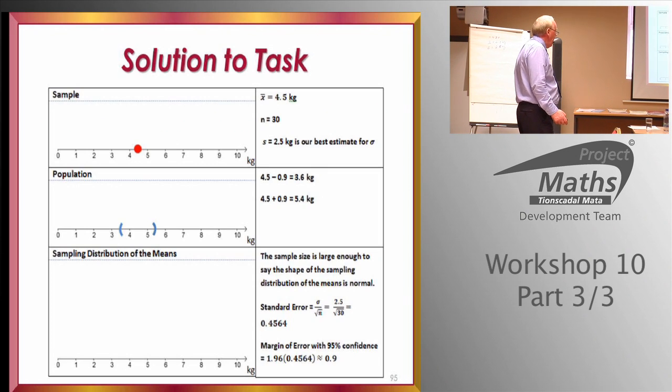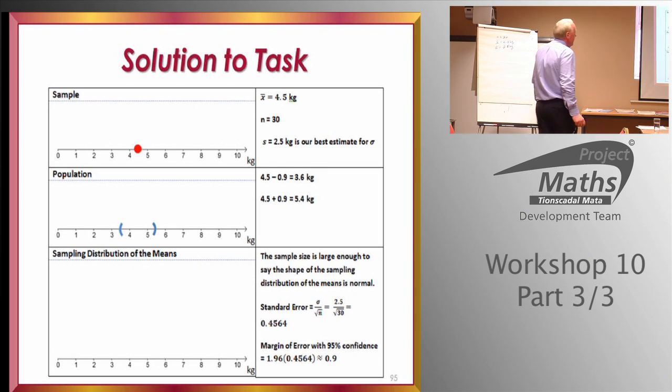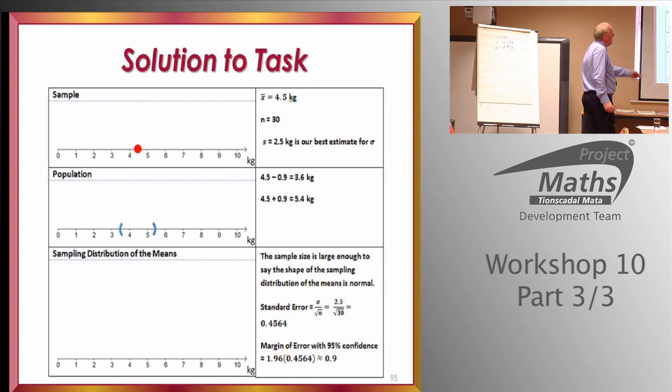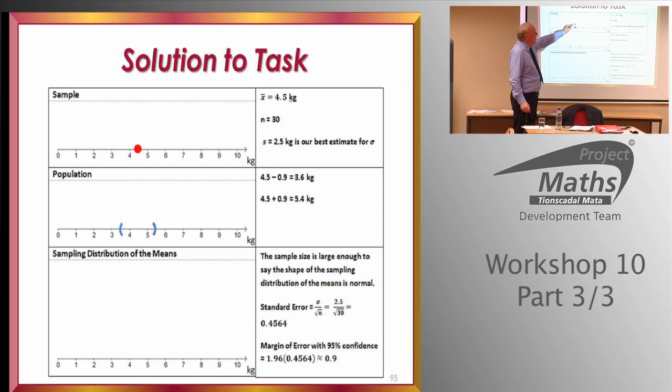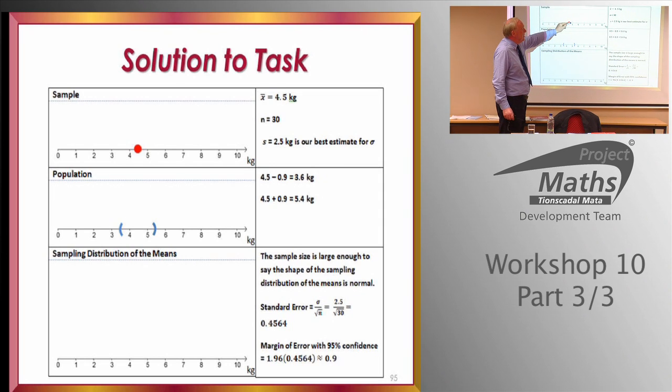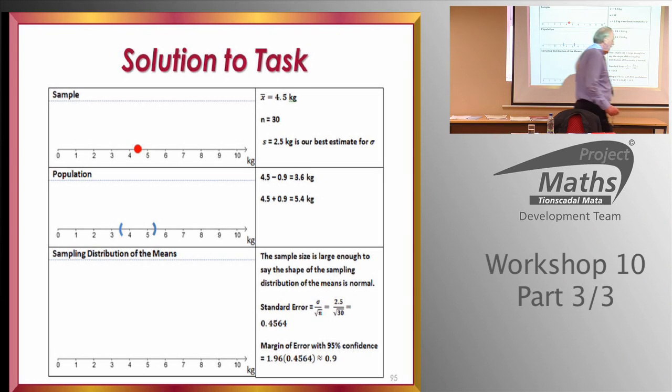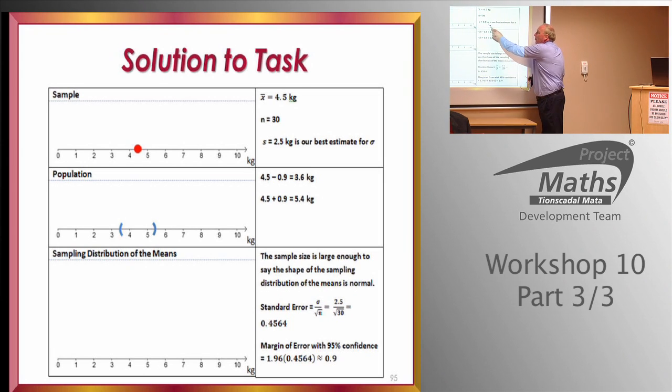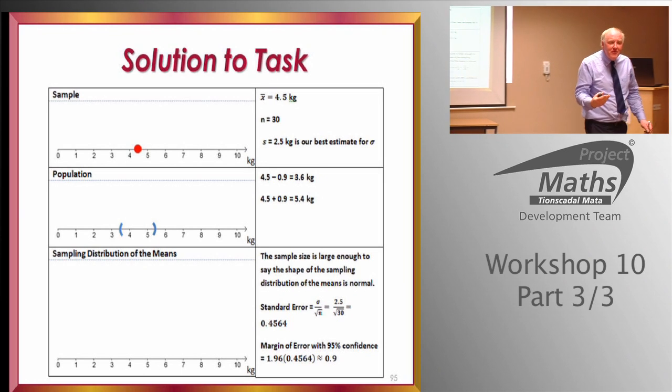So let's look now at our sample and let's fill in what we know. Well, I know the mean of the sample, x bar, is 4.5. I know the sample size is 30. And I know s, the sample standard deviation, is 2.5. I can gather two things from those. The 2.5 is our best estimate for sigma, the population standard deviation. That's the best estimate. And actually 4.5 is a pretty good estimate for the population mean. So I know that from my theory now. We're happy enough with that?